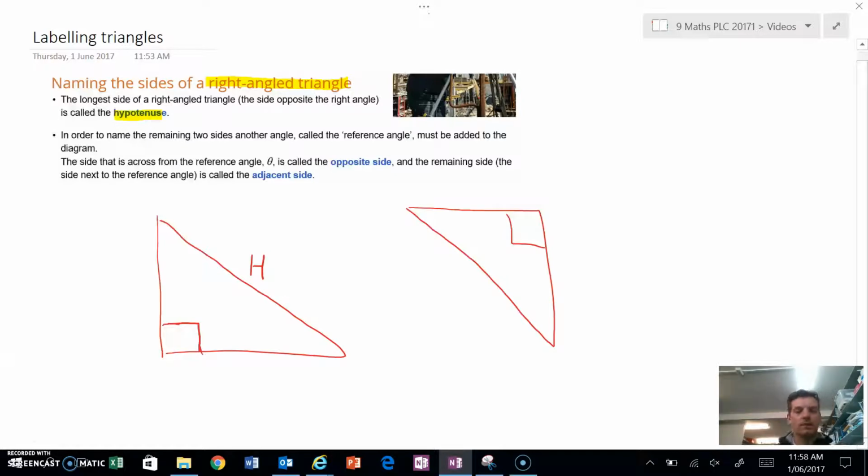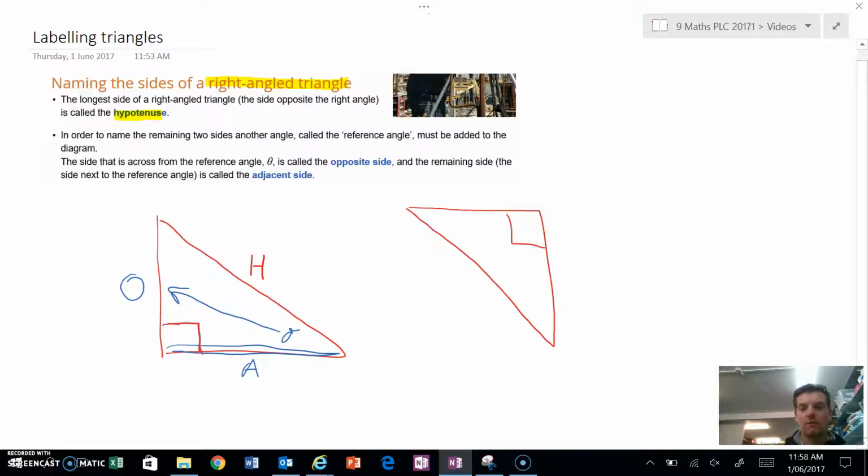Now the next two aspects of labeling triangles are what we call opposite and adjacent. The opposite and adjacent sides basically need to be labelled in reference to a particular angle. So let's create something here where we've got an angle here, we'll call it theta. Now the opposite side of this angle is across here, and we call that the opposite. The other way to think about adjacent is the one next to. So the side that's next to the angle is on the bottom, the adjacent side, so here.